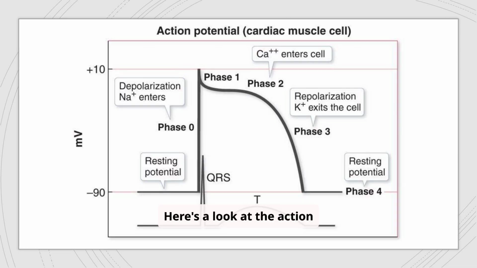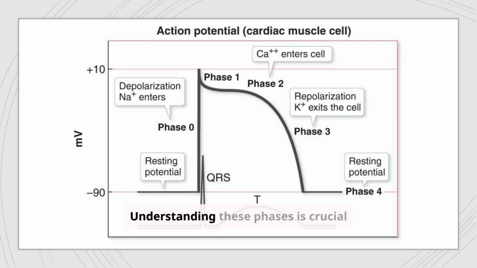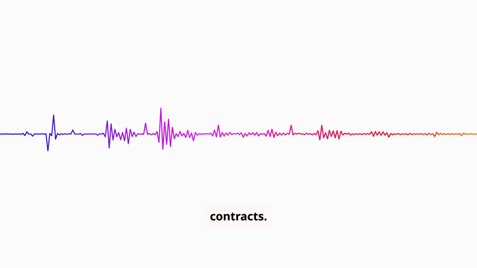Here's a look at the action potential in a cardiac muscle cell. Notice the different phases: depolarization, phase 0, brief repolarization, phase 1, plateau, phase 2, repolarization, phase 3, and resting potential, phase 4. Understanding these phases is crucial for understanding how the heart contracts.